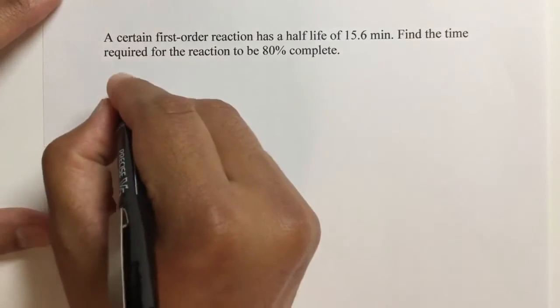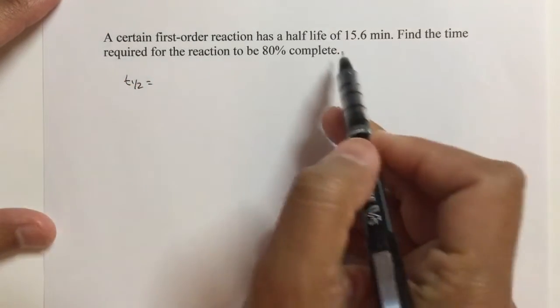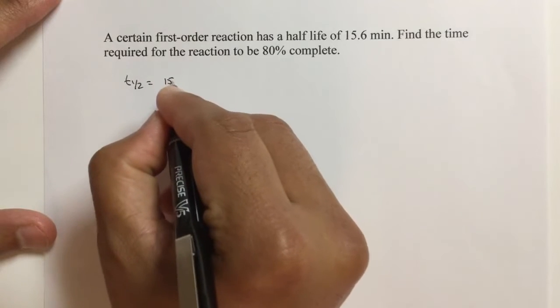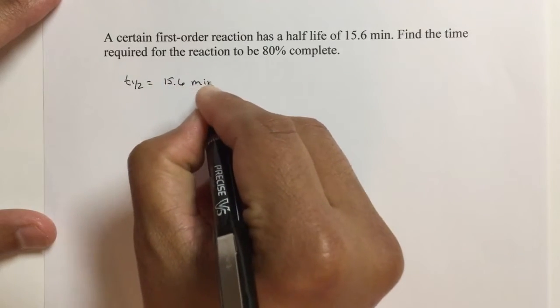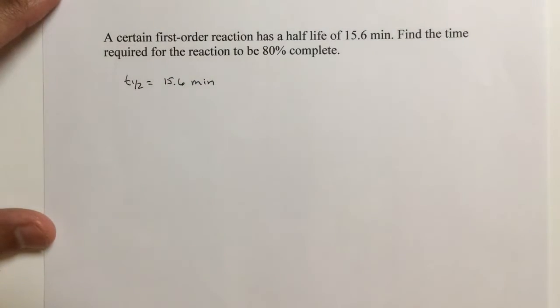The half-life is 15.6 minutes. So notice the half-life is given to us in minutes, not seconds. That means in 15.6 minutes, the original concentration is cut in half. Find the time required for the reaction to be 80% complete.